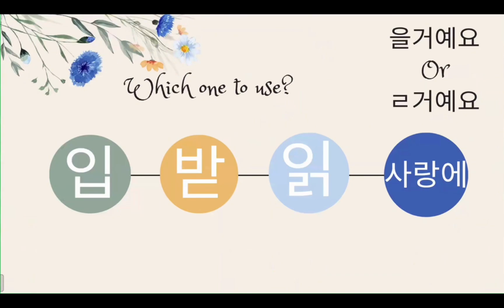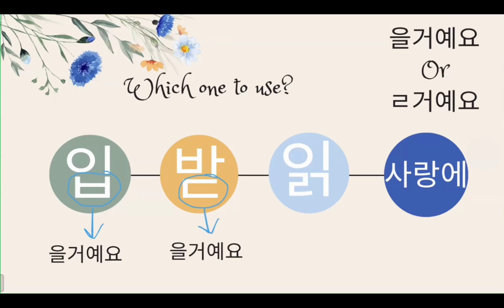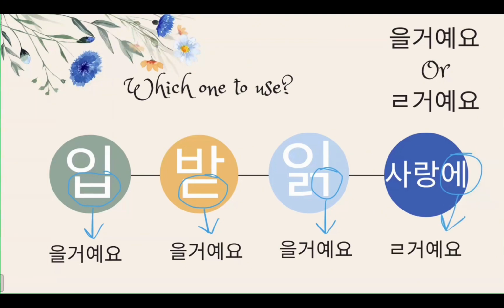Some more practice. The first one, we have the word meaning 입, and it ends with a consonant, so it would be given the word ending 울 거예요. Here we have the word meaning 밭, and it ends with a consonant, so it would be given 울 거예요. Now the next one, we have the word 이, and it ends with a consonant, so it would be 울 거예요. And for our last one, we have 사랑해, and it ends with a vowel, so we would use the word ending 릴 거예요.